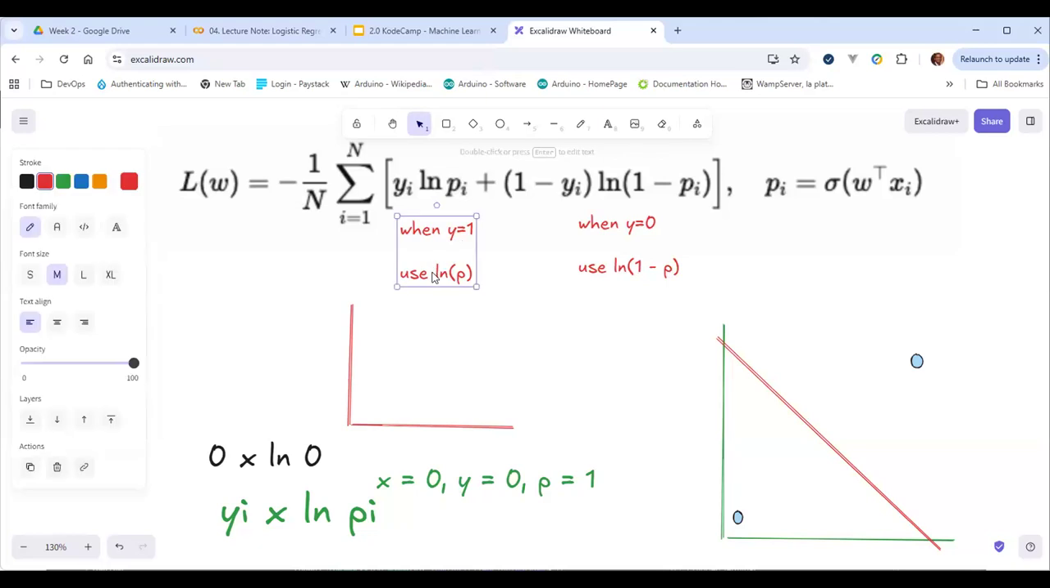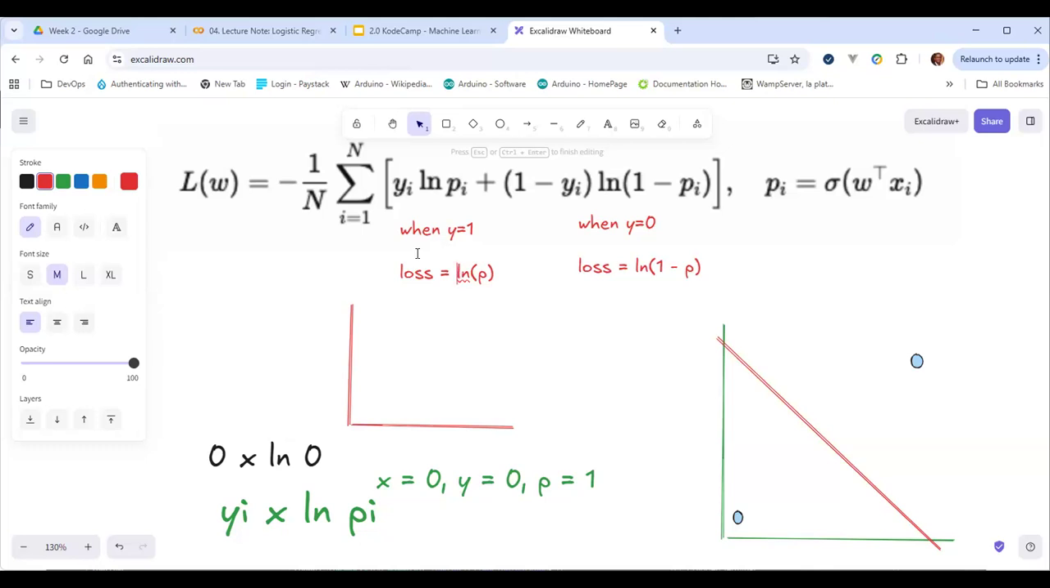When y is also, let me put this here so it's easy. When y is 1, use ln p to calculate your loss. Or let me put it this way: loss equals ln(1 minus p) when y is 0. That's what this is. And when y is 1, then loss equals... remember, loss is the error of a single data point.